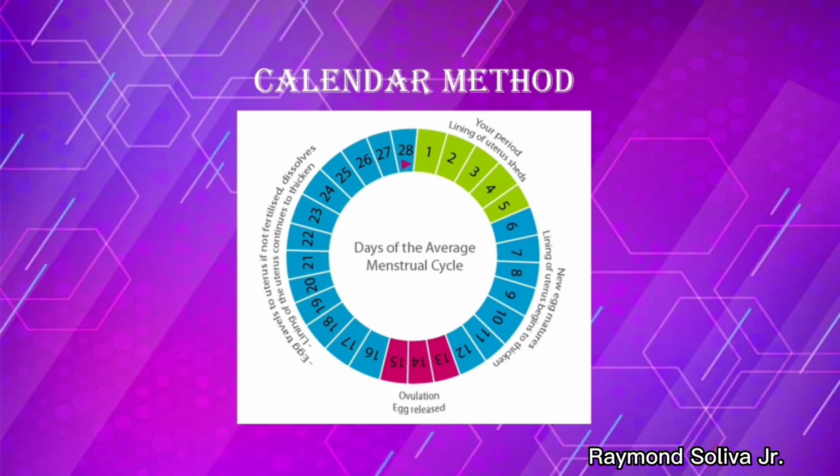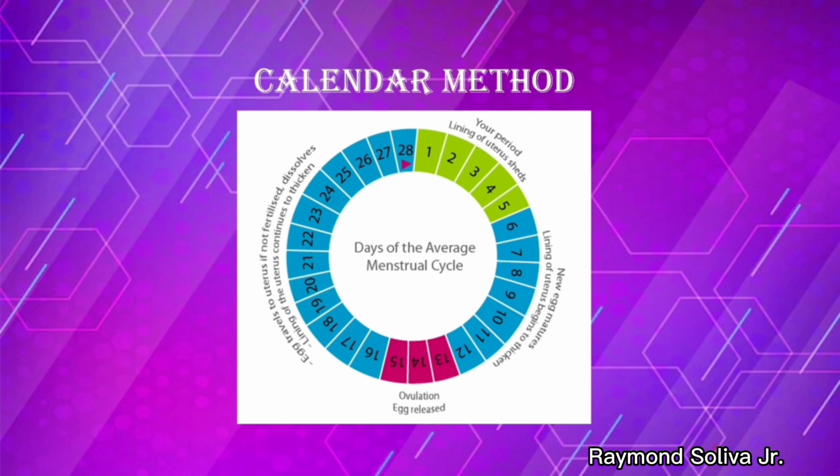Day 1 to day 5, your period starts, or dito yung period nagsisimula. Day 6 to day 12, the new egg matured. Lining of uterus begins to thicken. Day 13 or day 12 to 15, the ovulation, egg release. And day 16 to day 28, egg travels to uterus. If not fertilized, dissolves. Lining of the uterus continues to thicken.